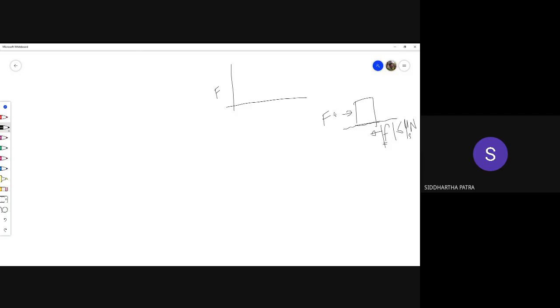So small f simply adjusts itself to capital F and keeps the block in position. If I were to plot the deflection of the block, as long as I do not reach mu s times N, the block is stationary. So this is how the load deflection curve happens.